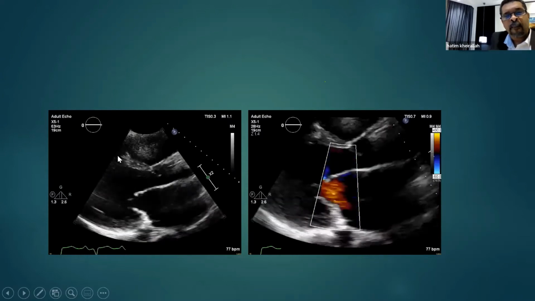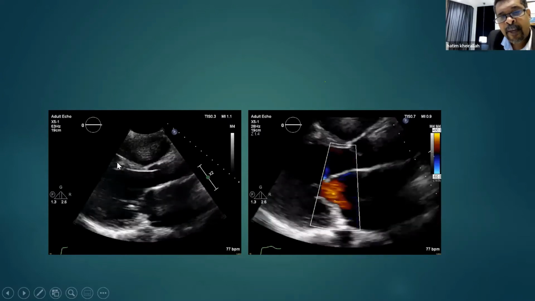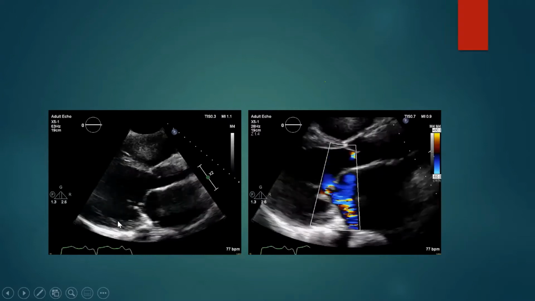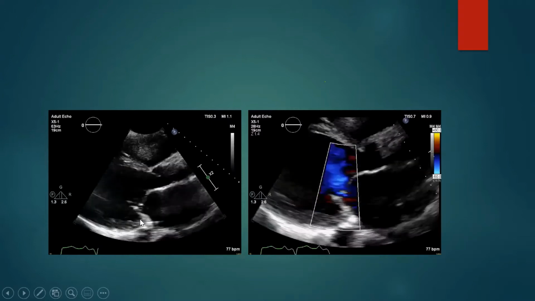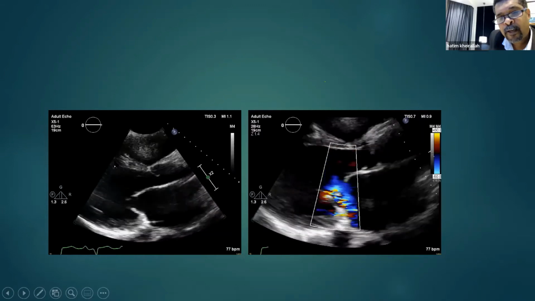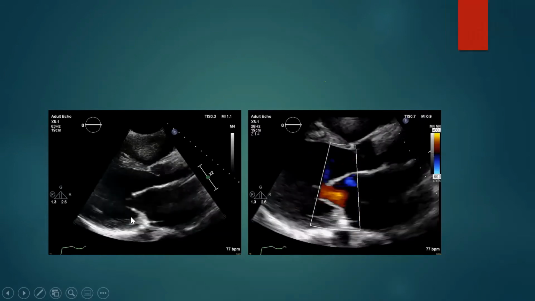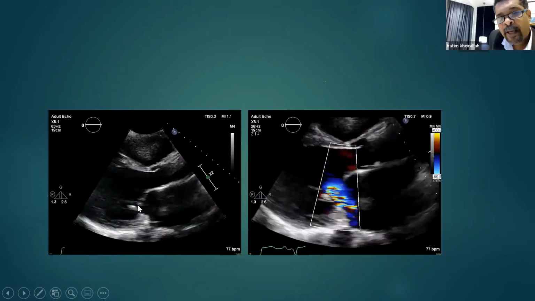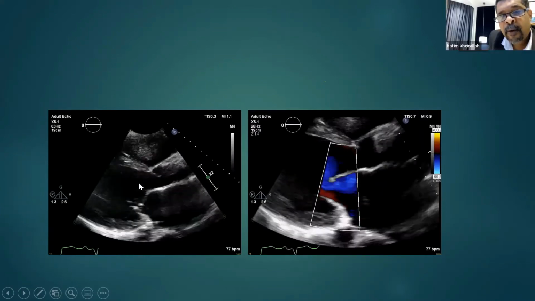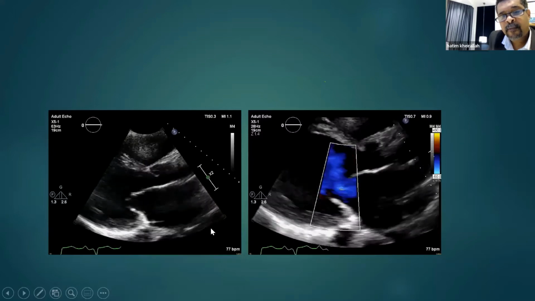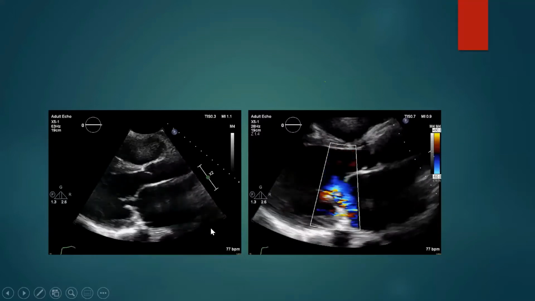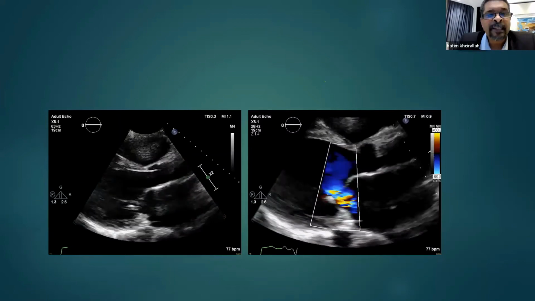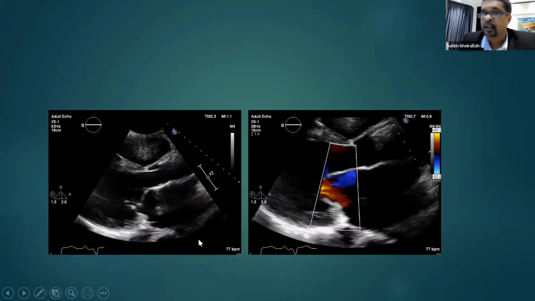What do you think about the LV? The LV is dilated. Look at the posterior. Compare the posterior wall to the anterior wall. Yeah, not moving. Hypokinetic. Really hypokinetic here. Look at the posterior leaflet. Compare it to the anterior. Thickened and tethered. Yes, exactly. So it is tethered. So this is ischemic mitral regurgitation.